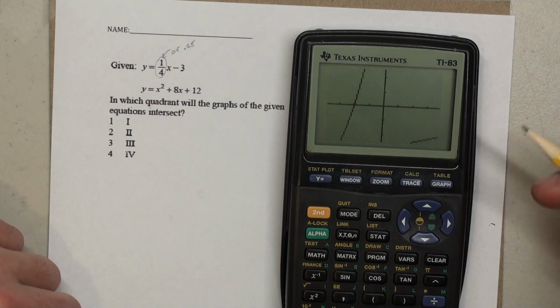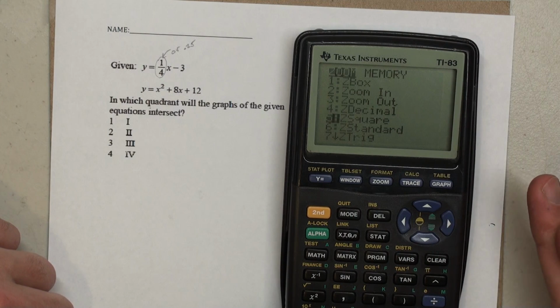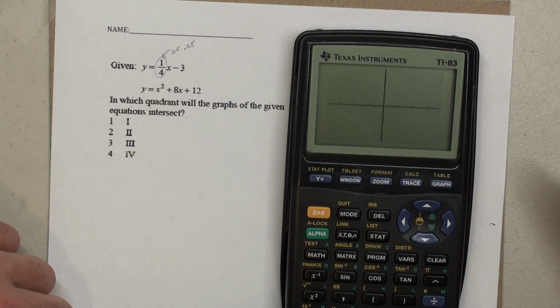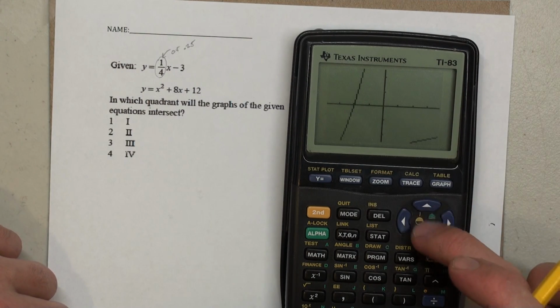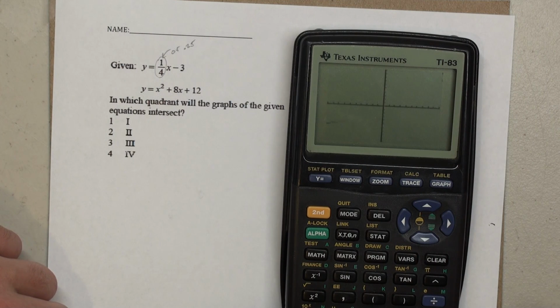We want to zoom back out, or we can just hit zoom and then go to ZSquare, let's do ZSquare and see what happens. Yeah, it didn't zoom out enough. So zoom, ZStandard. All right.